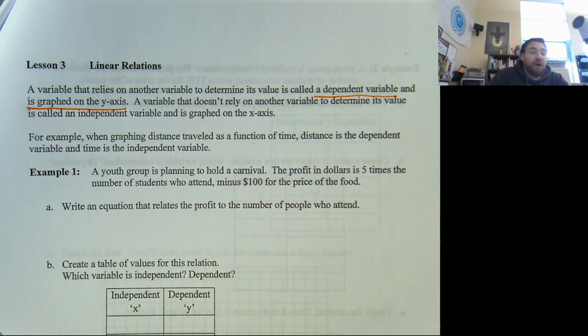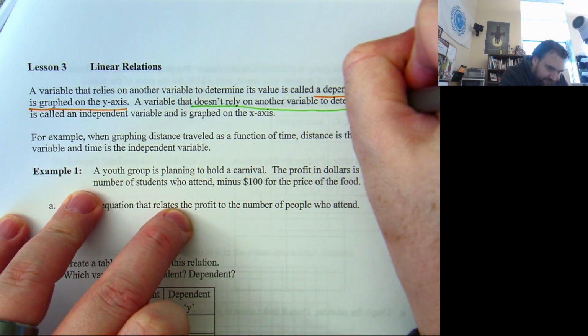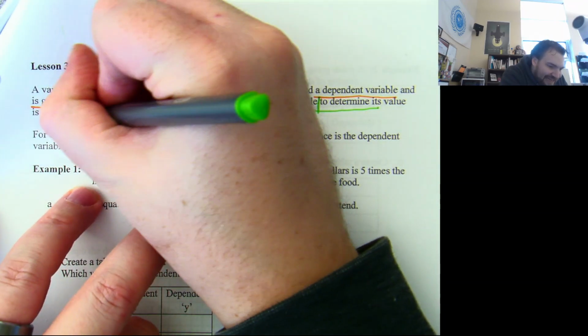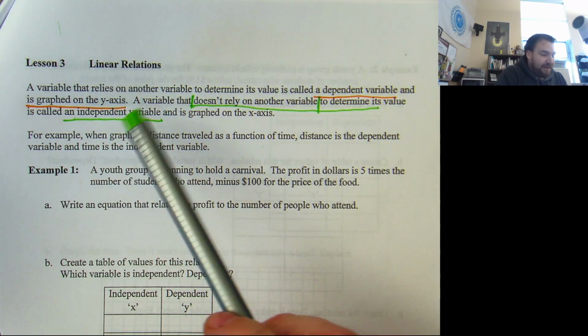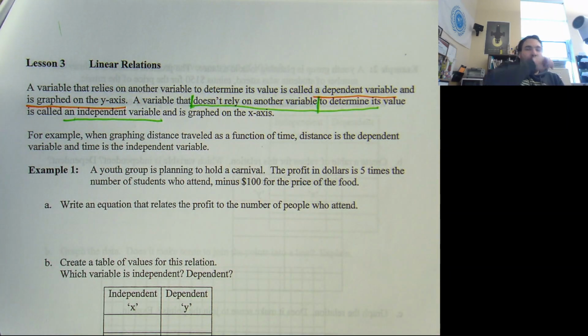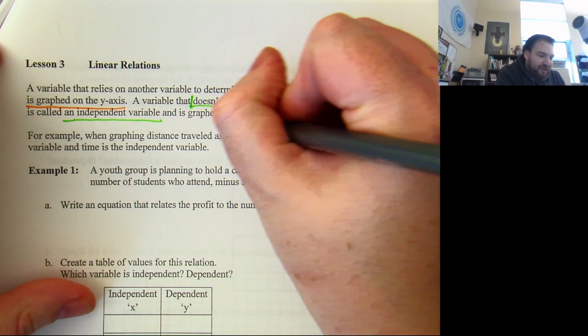A variable that does not rely on another variable to determine its value is called an independent variable. It is a strong independent variable. It does what it wants. Or maybe you make it do what you want it to do. You get choice. This variable has choice. It has options. And then depending on what the independent variable is defined to be, you get to choose that. Your dependent variable will respond in kind. The independent variable gets graphed on the x-axis.